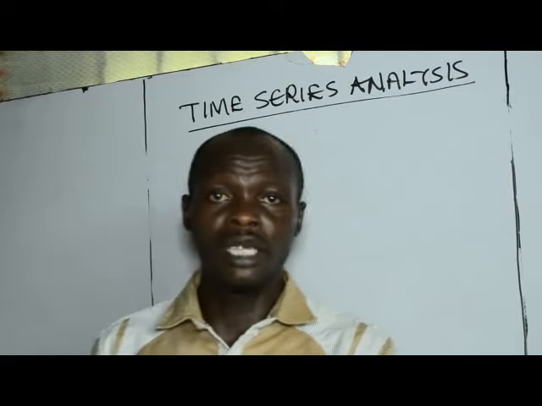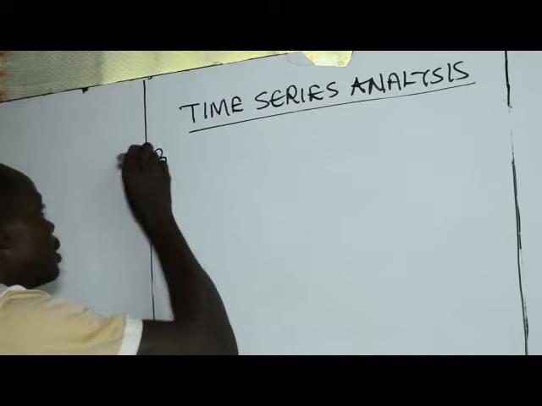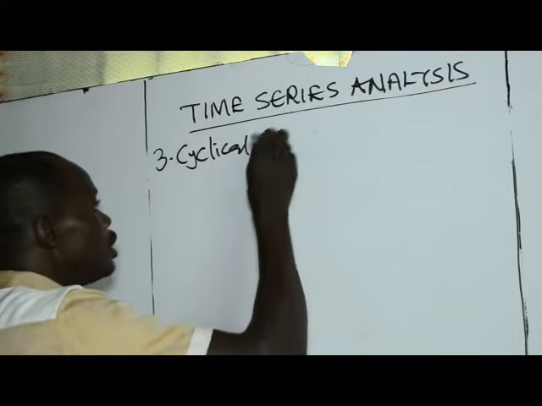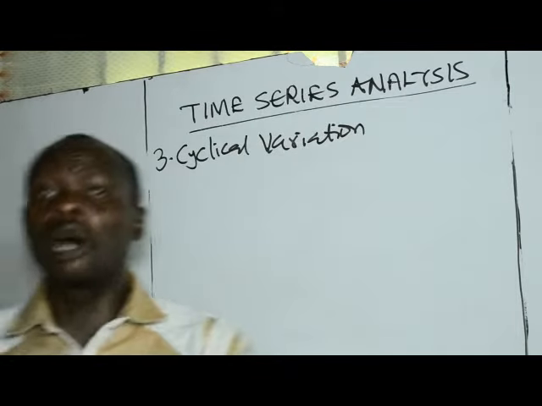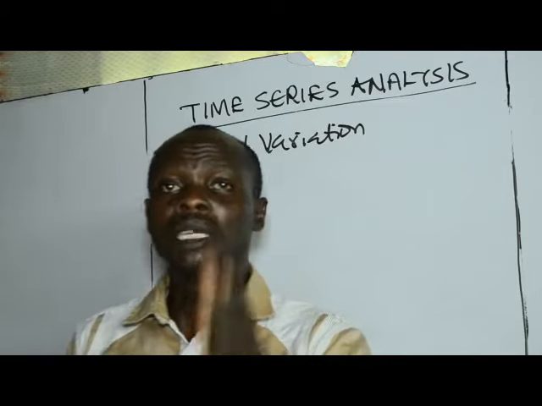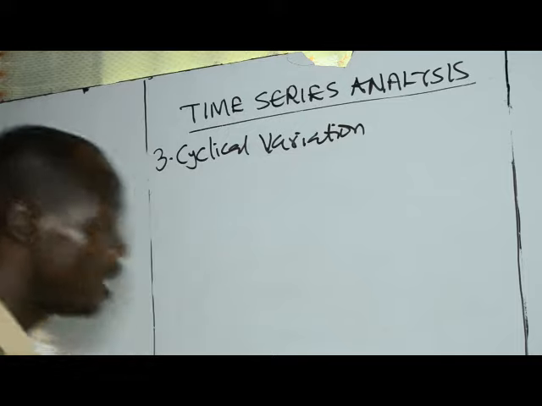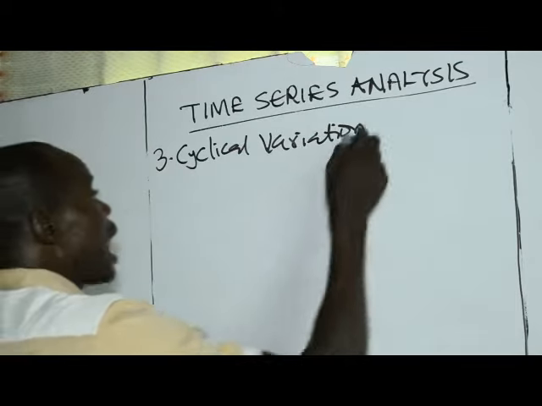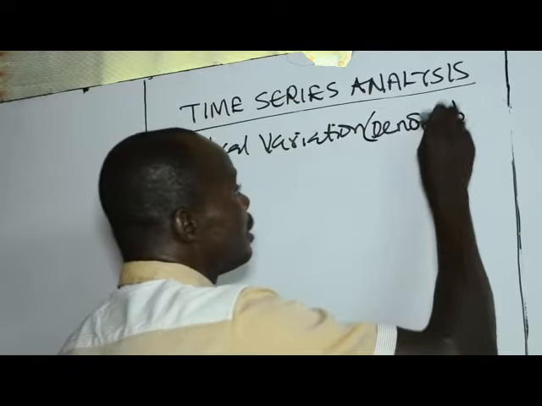Number 3 is cyclical variation. These are the medium-term changes. Cyclical variation are the medium-term changes caused by factors which apply for a while. Cyclical variation is denoted by C.